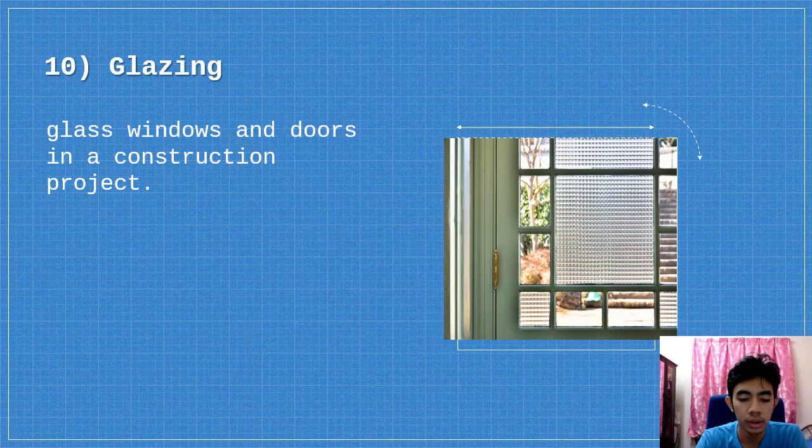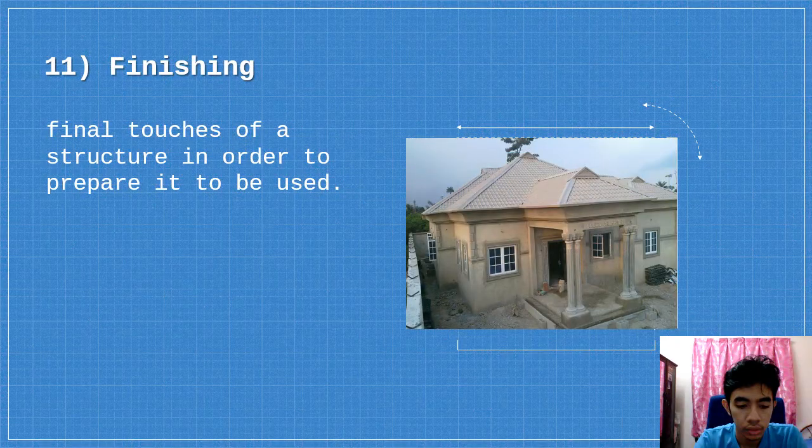Glazing. This activity is basically anything to do with glass windows and doors in a construction project. The term is used broadly to reference the installation of pretty much any glass involved in the construction of a particular structure. Last one is finishing. Finishing in construction means putting on the final touch of a structure in order to prepare it to be used.